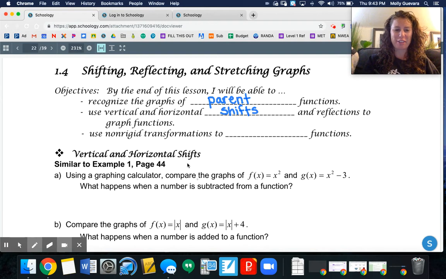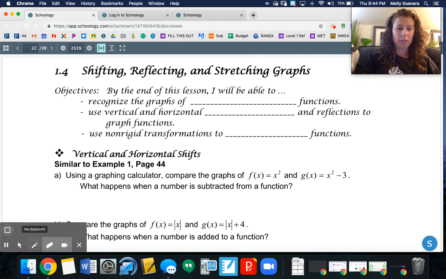to graph functions. And then we're going to use non-rigid transformations to graph functions. So that one might be a little bit new. We did talk about it a little bit in Algebra 2, but not as much. So the first two should look at least familiar, even if you don't remember. And then this last one we'll just have to go over again.